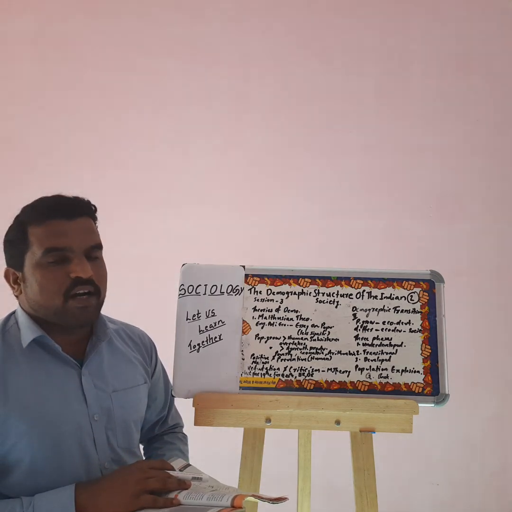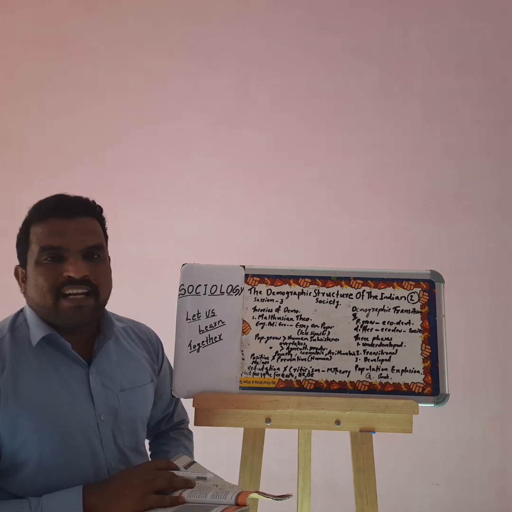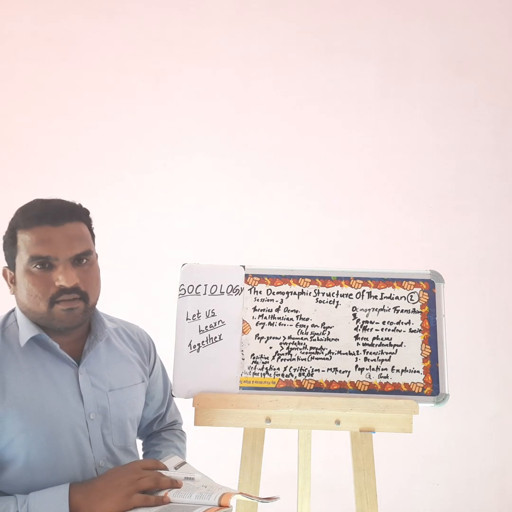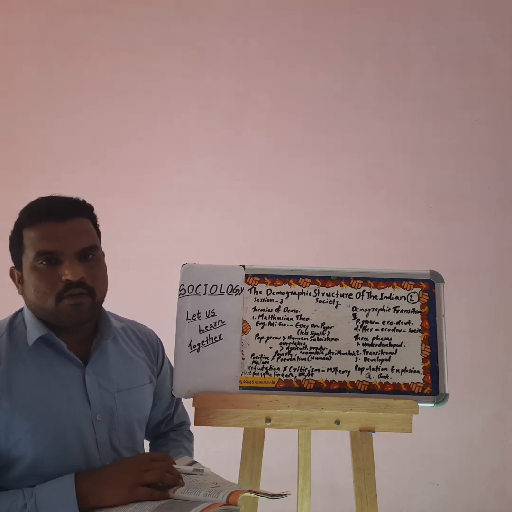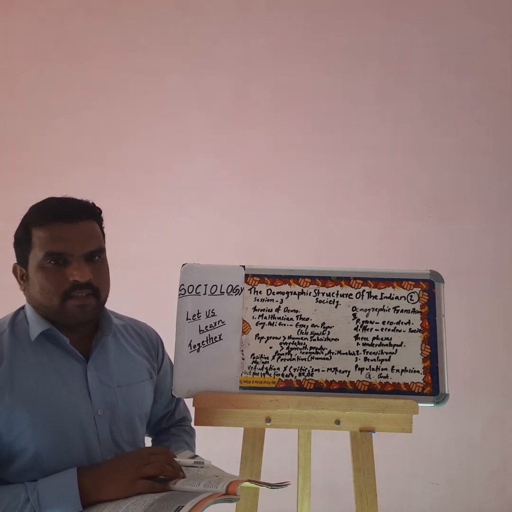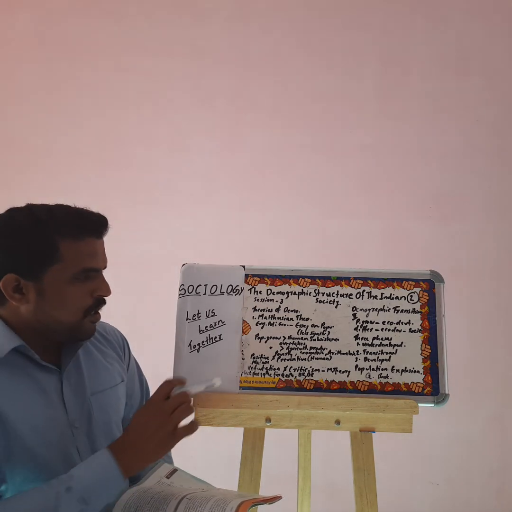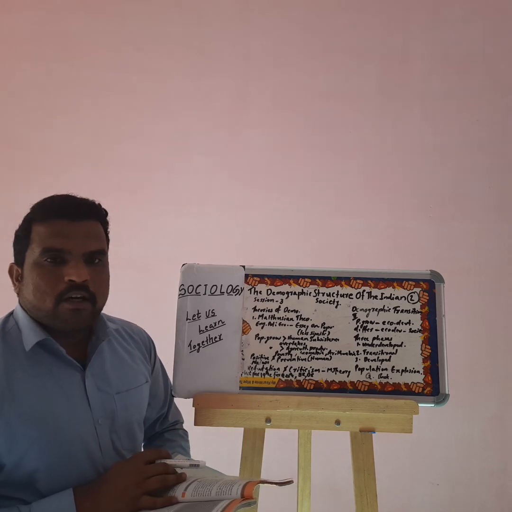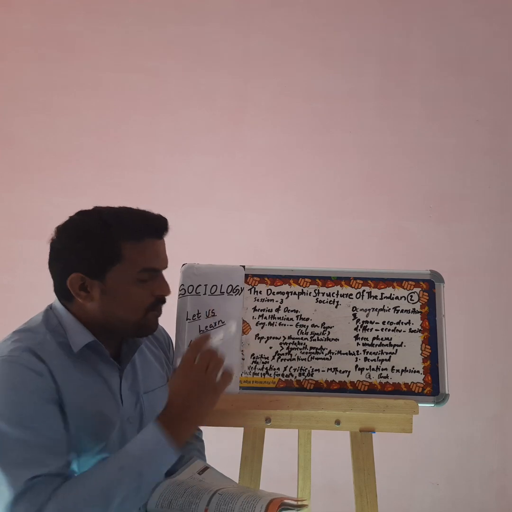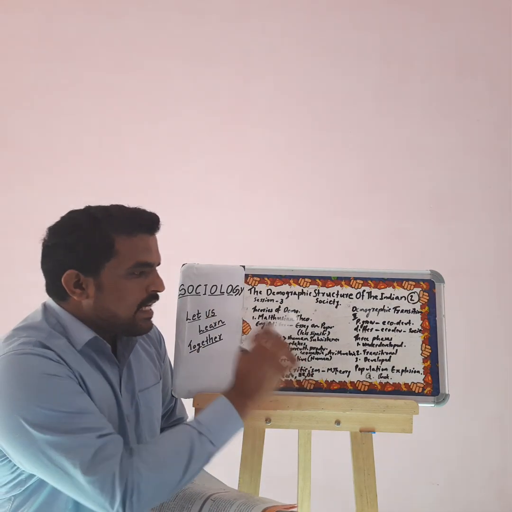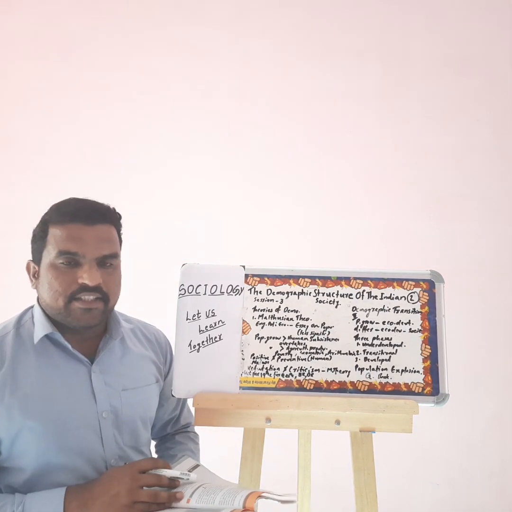But we have to understand one thing. This theory was not welcomed by many theorists because it does not give any hope to the society. Rather, it is pessimistic, we can say. According to Robert Malthus, population overtakes human subsistence. Subsistence means what? The basic needs.